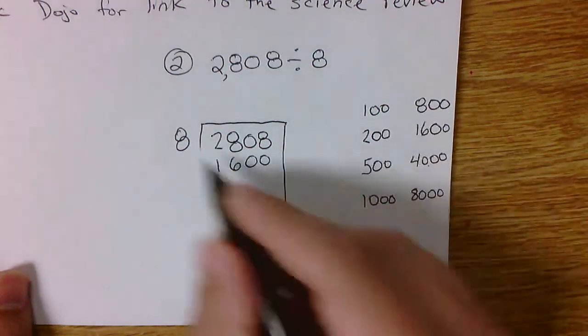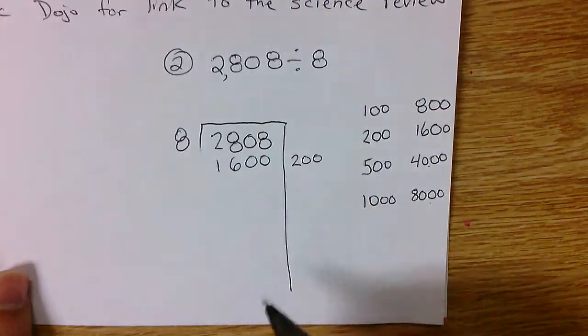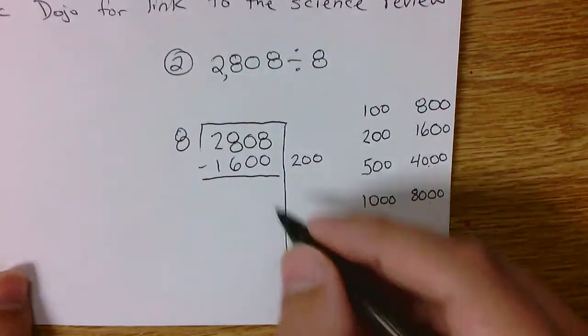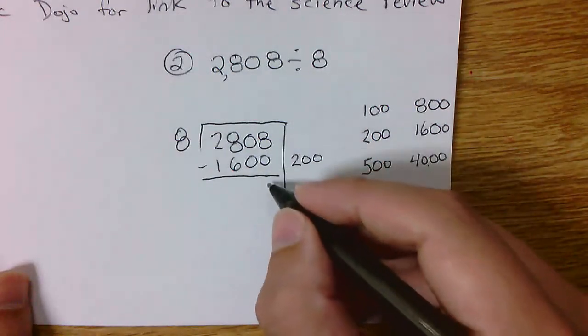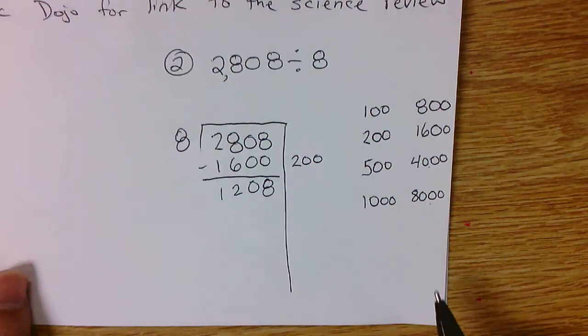and that's with 200 groups of 8. So like there's my 200 groups of 8, 1,600. Subtract, because that's what division is, repeated subtraction. And I'm left with 1,208.